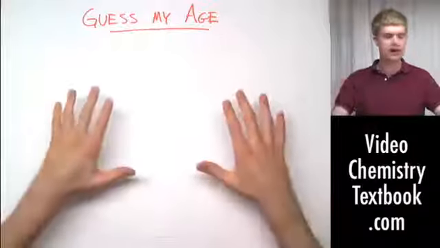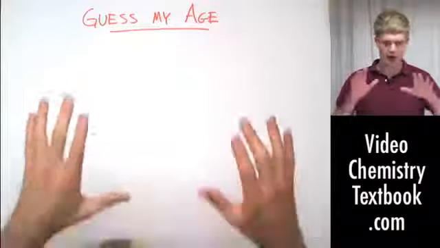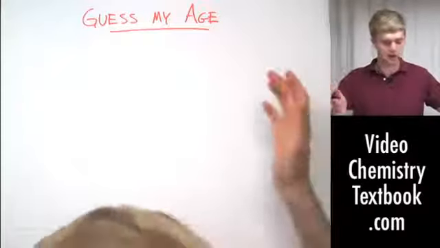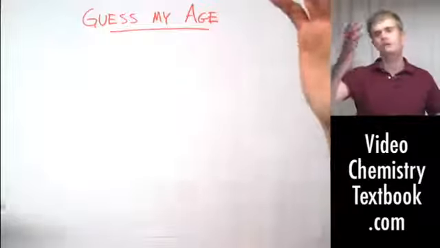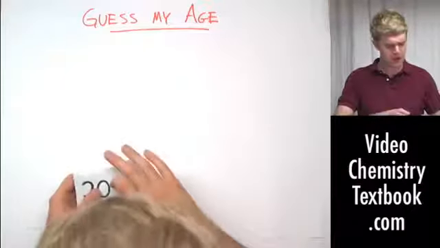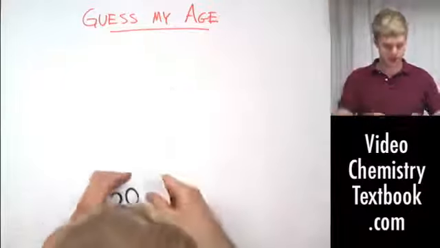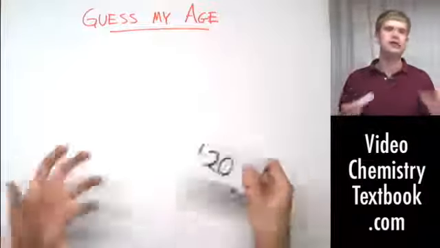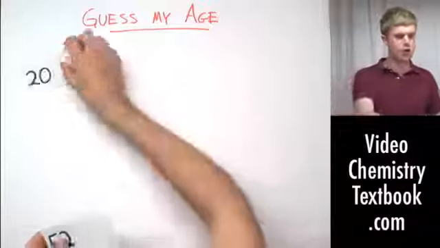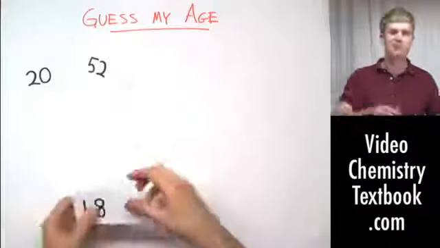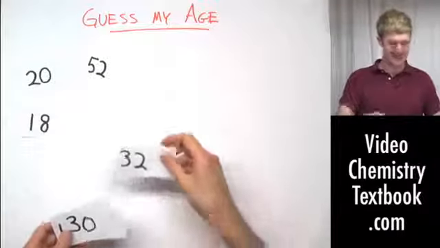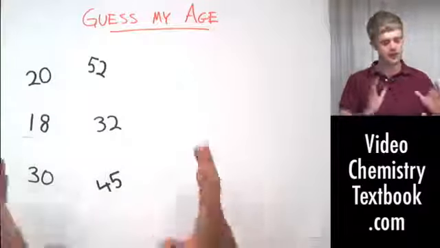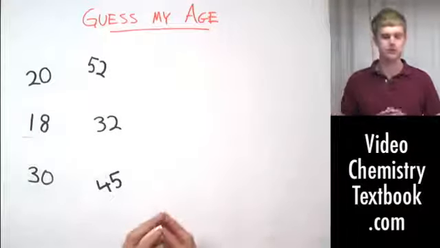So, let's go ahead and look at a game right here of Guess My Age. We're at a state fair, we're enjoying our fried Oreos and our funnel cake, and we go over and we look at someone who's standing in front of this pavilion. And there are a bunch of people, and they write down their different guesses for this person's age. One person says 20, another person says 52, another says 18, 32, 30, and 45. So these are the 6 guesses for the age of this person.